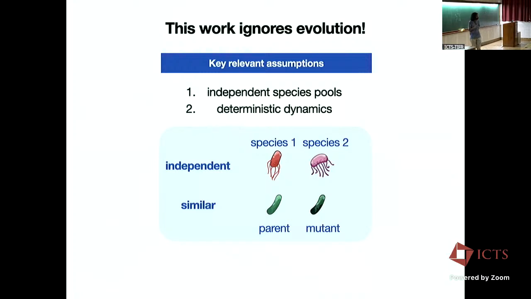The second assumption is actually one of deterministic dynamics. So just like the example of the consumer resource model that I was telling you about, those kinds of dynamics, even though the parameters that they had were some quenched random variables, the dynamics themselves were actually deterministic. And you might say this is again quite reasonable when you're talking about ecology.